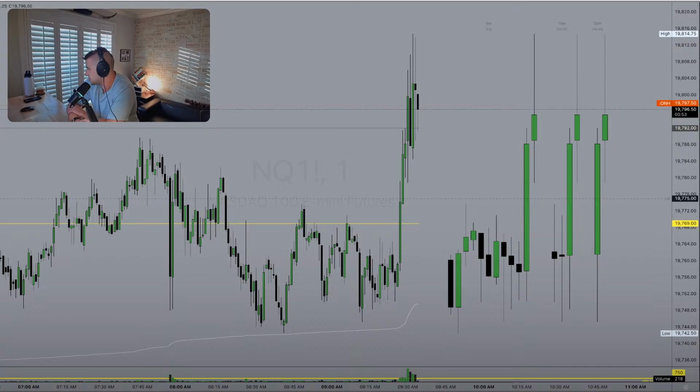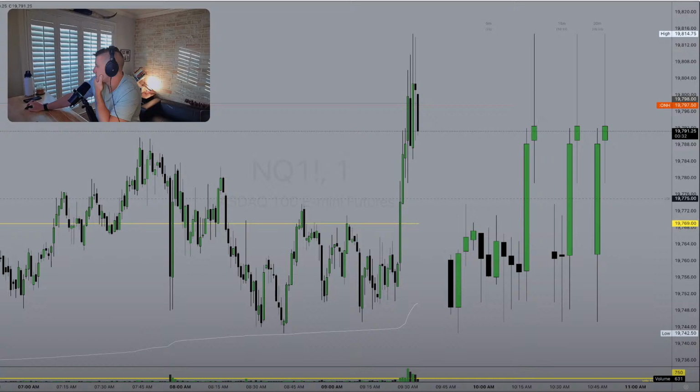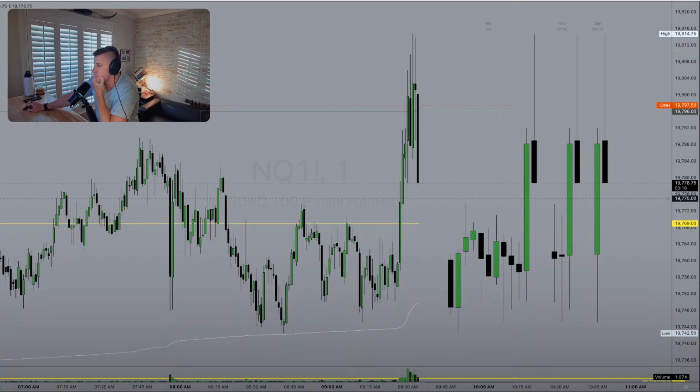Let's check the other indices. Pretty much the same across the board. ES into that overnight high, YM up and through. Russell nowhere near the overnight high, at least not yet. Backdrop still bearish neutral. Keep in mind, context is important.